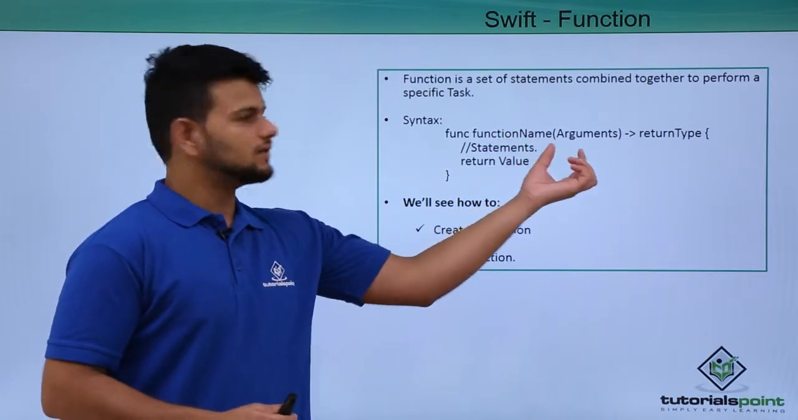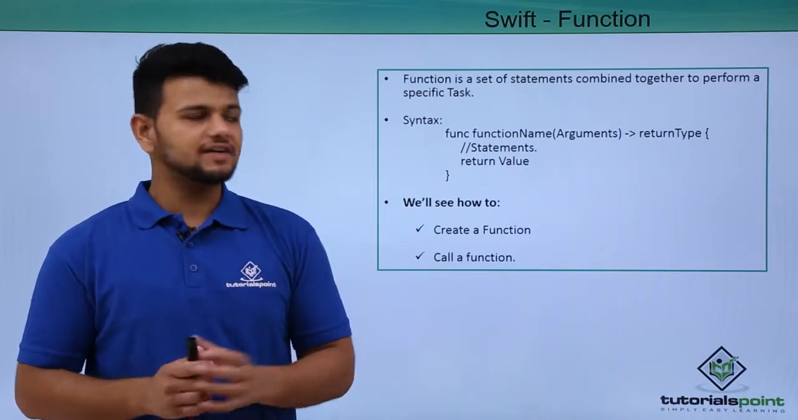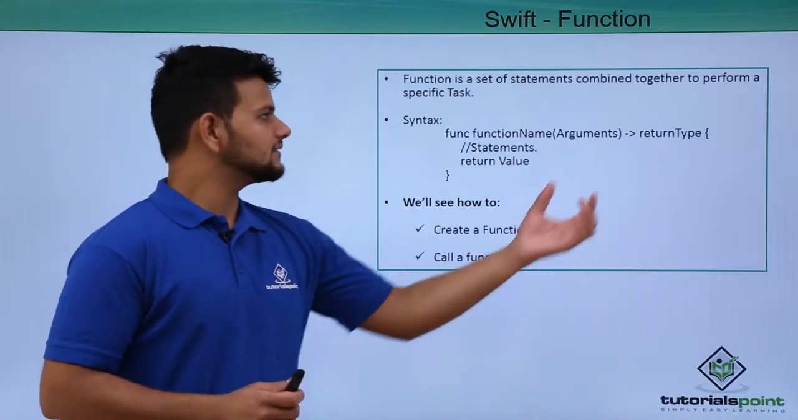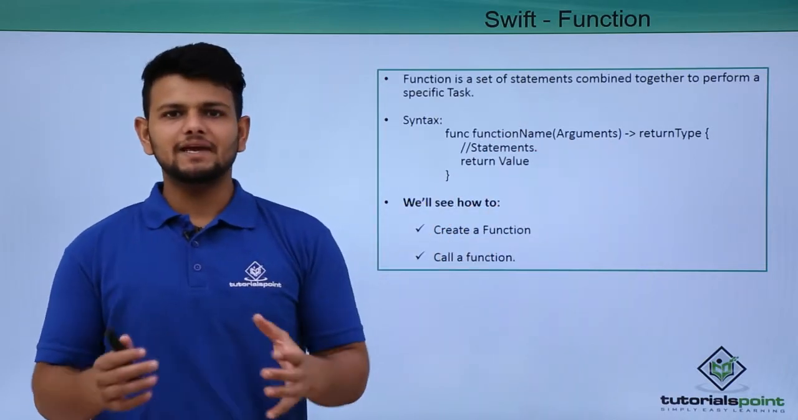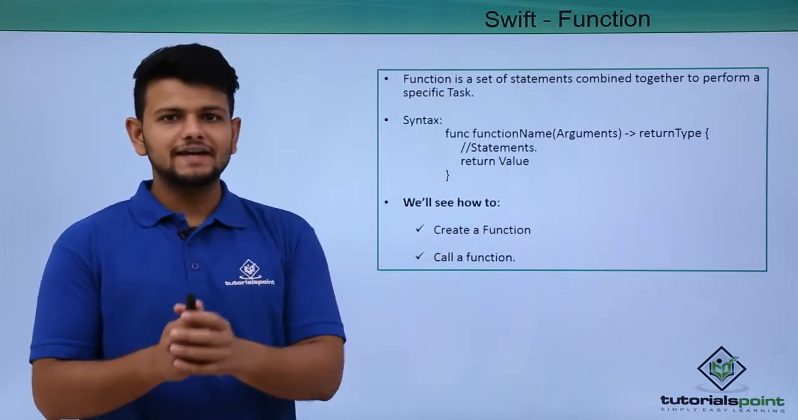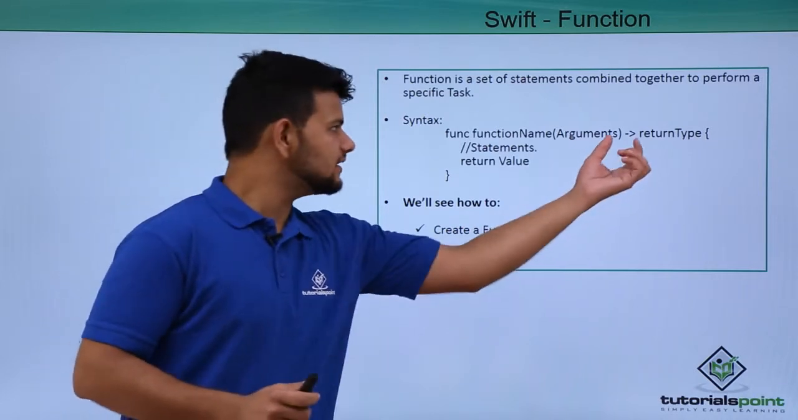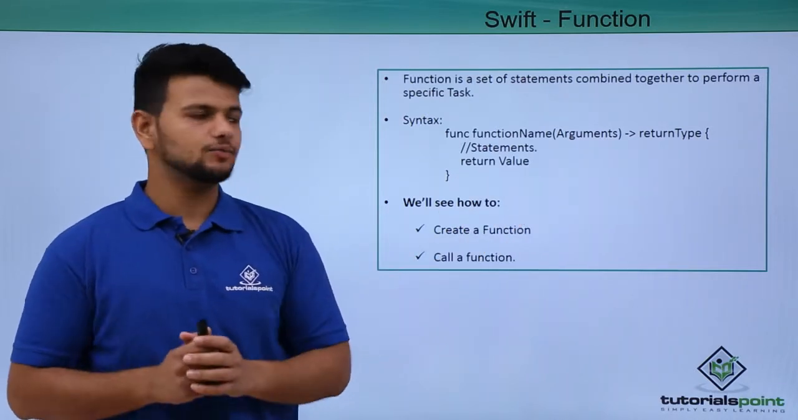Function name, list of arguments. Arguments are the variables that can be used inside our function body. Then the return type. Return type can be any return type of our function. Then the return value. This value should be of the return type. For example, if our return type is integer, then this value should be an integer value.